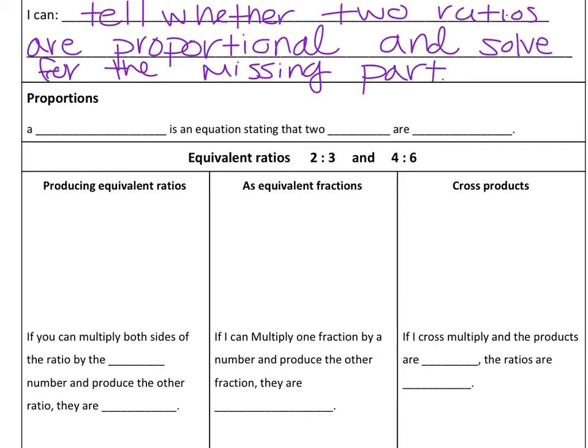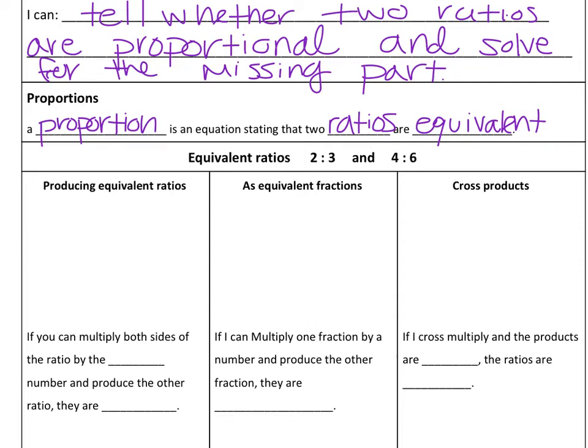Okay, so what is a proportion? A proportion is an equation stating that two ratios are equivalent. So if they equal each other, that means they're proportional.